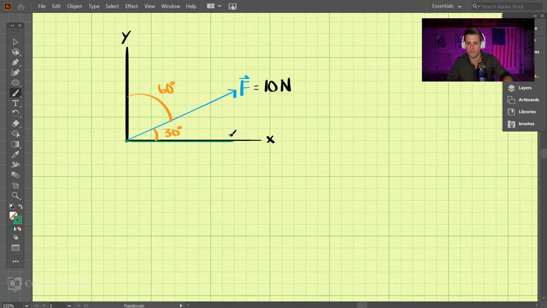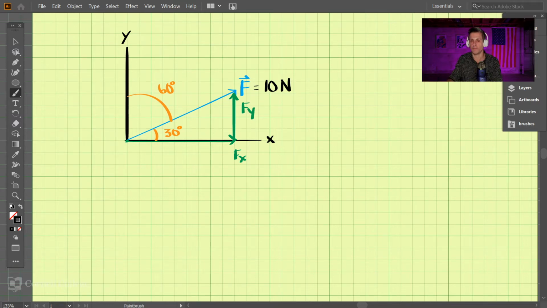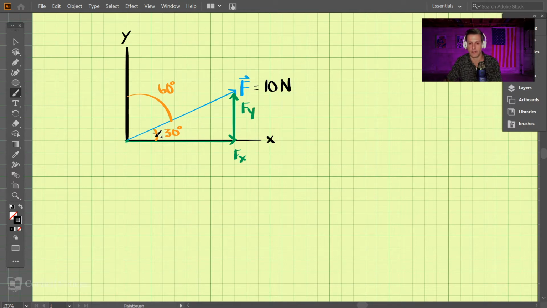So if I draw that, we're looking for the vector here in the x direction. So that's Fx. And then also in the y direction here, which is Fy. Okay, so if you remember from geometry, the cosine of an angle, right? If this angle is given as 30 degrees, we have the cosine of 30 degrees here is the adjacent over the hypotenuse.